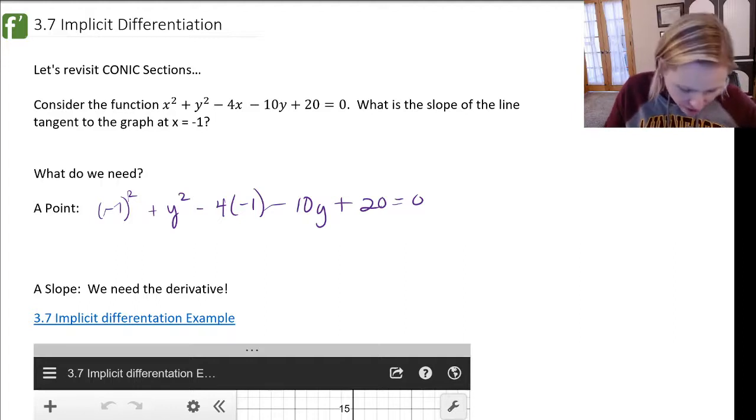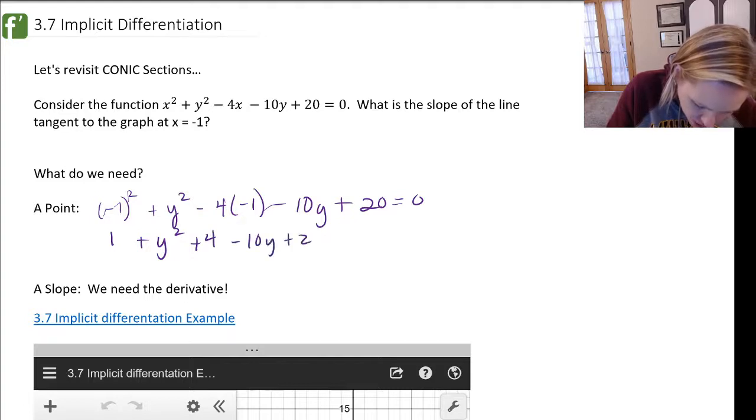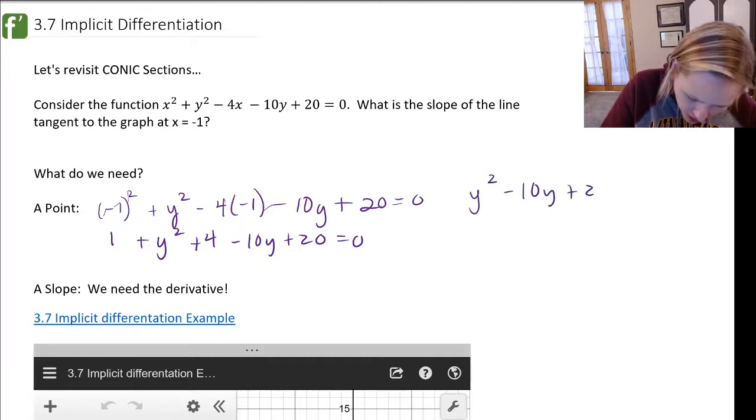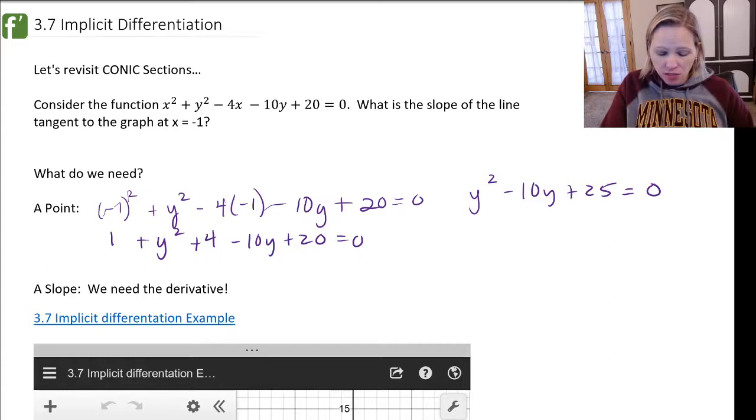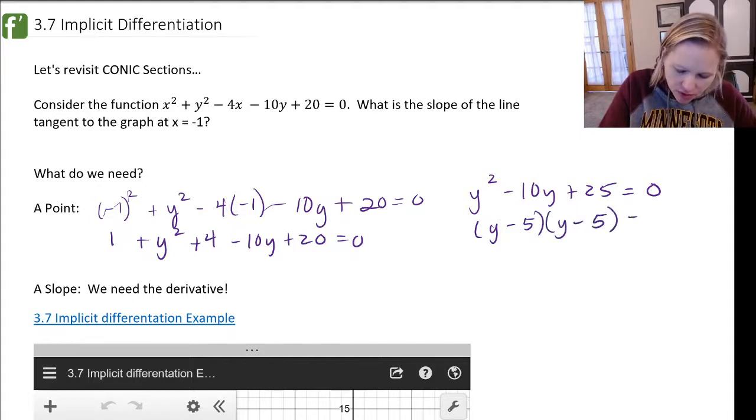So I have to find the y value, right? So this will be 1 plus y squared plus 4 minus 10y plus 20. Okay, so this ends with y squared minus 10y plus 25 equals 0. And so then I'm going to solve for y. Now this is where it gets a little tricky because I'm going to solve this and I have to factor. Here we go, y equals 5.